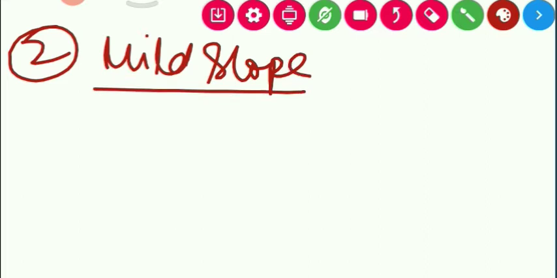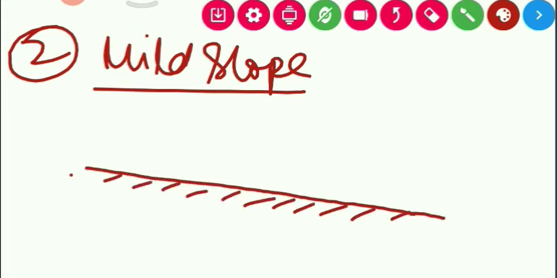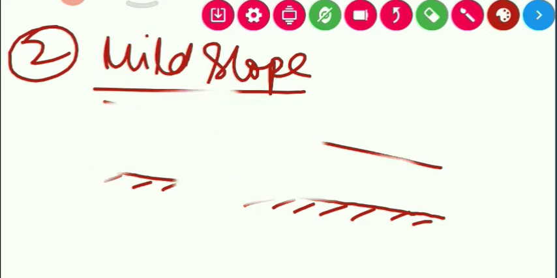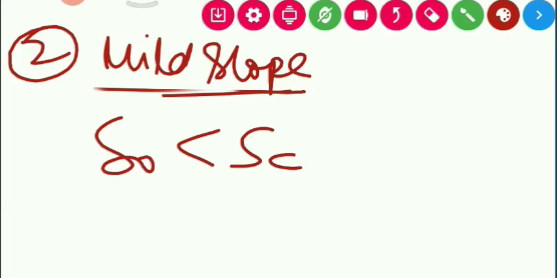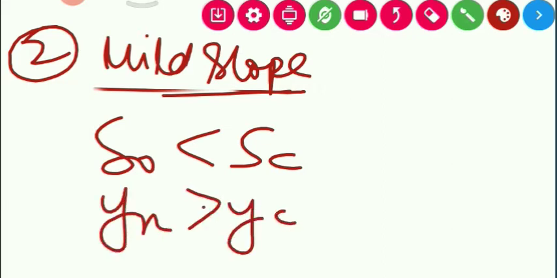Mild slope means the slope of the channel bottom is at a very small angle as compared to that of the critical slope. So this is the mild slope and this is the water surface profile. Here in mild slope the channel bottom slope will be less than the critical slope, and the normal depth of the flow will be more than the critical depth of the flow.